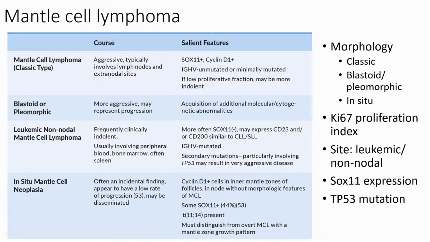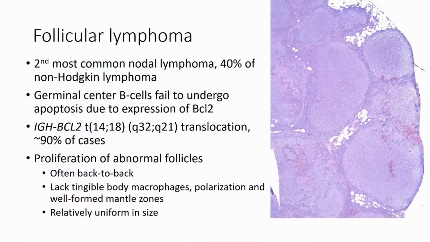So the next really classic small B-cell lymphoma is follicular lymphoma. This is actually the second most common nodal lymphoma, comprising around 40% of non-Hodgkin lymphomas. And this is a nice example over here where you see these back-to-back follicles. They're relatively monotonous in size. We don't have well-developed mantle zones, and they're not polarized and facing a background tissue architecture.